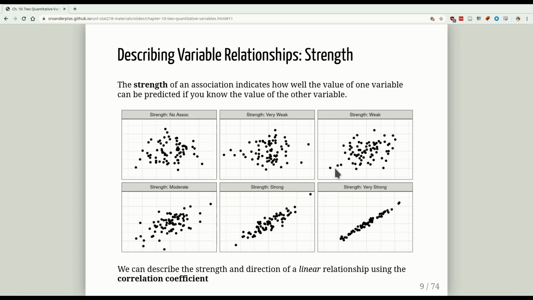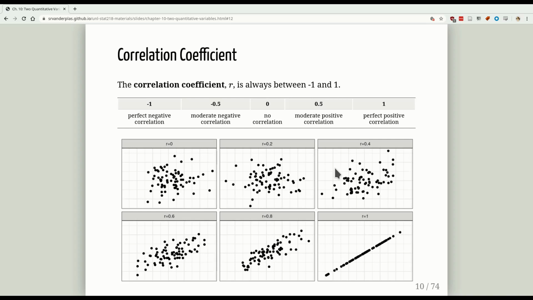So the strength of a linear relationship can also be described a little bit more precisely using something called the correlation coefficient. And I think this kind of thing arose out of a frustration with trying to describe the relationship using words like moderate or strong or very strong, and what does that exactly mean? So the correlation coefficient, which we represent with the letter R, lies between -1 and 1. So -1 is a perfect negative correlation, 0 is no correlation, and 1 is a perfect positive correlation.